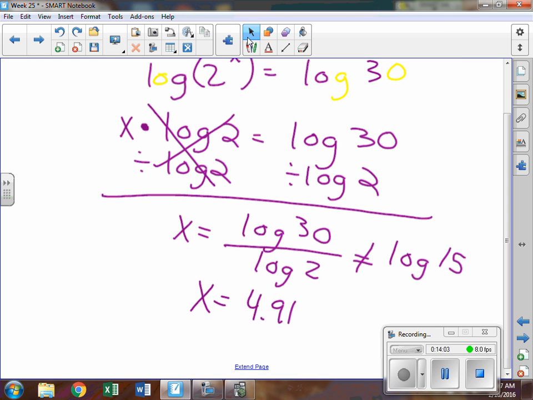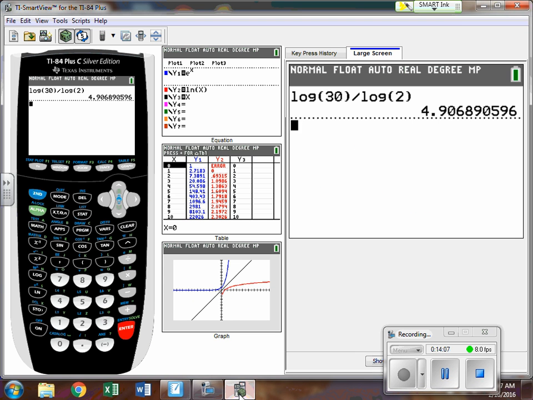And I do want to verify that this is not the same thing as log of 15. So let's go back and quickly show numerically the logarithm of 15, not the same thing. There is no shortcut for logarithm divided by logarithm. Don't think that you can do it that way. It does not work.